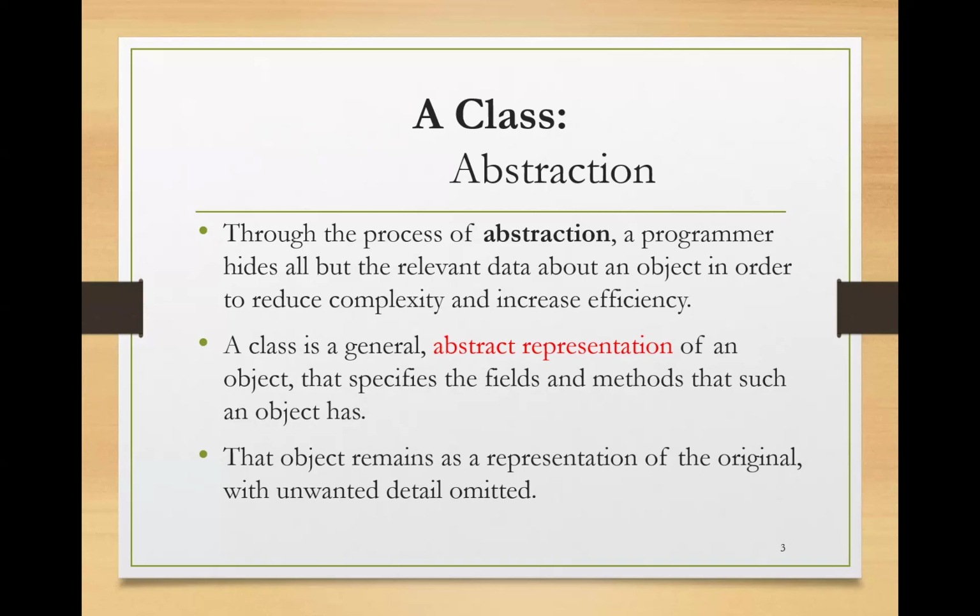A class is an abstract representation of an object, because in the class you declare the attributes the object has and the behaviors the object can do. Whatever variables the object has are defined in the class, and the functionalities the object can do are defined inside the methods in the class. Therefore, the object remains a representation of the original with unwanted detail omitted.